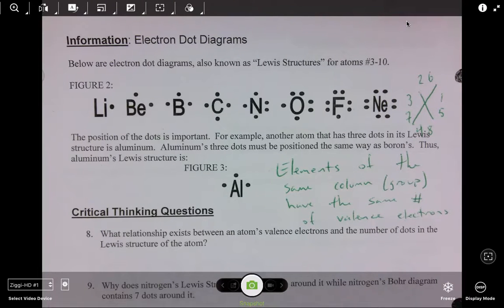So now, using this information, we can compare Lewis dot structures to valence electrons. Remember, earlier in the packet, you figured out how to find valence electrons. You can find valence electrons by drawing the electron configuration and then looking at how many are in the highest energy level. So that will help you with 8 and 9.